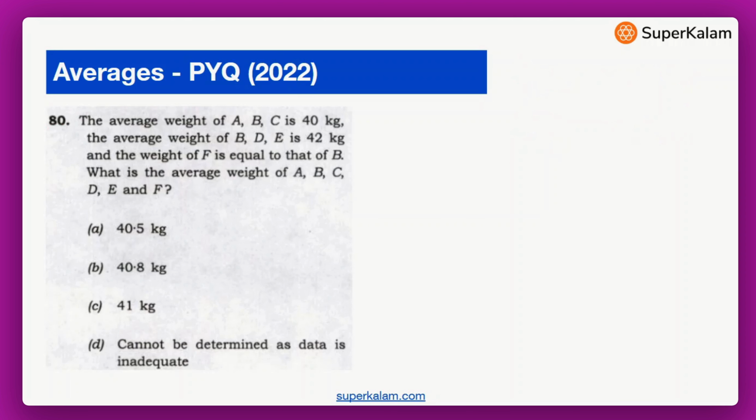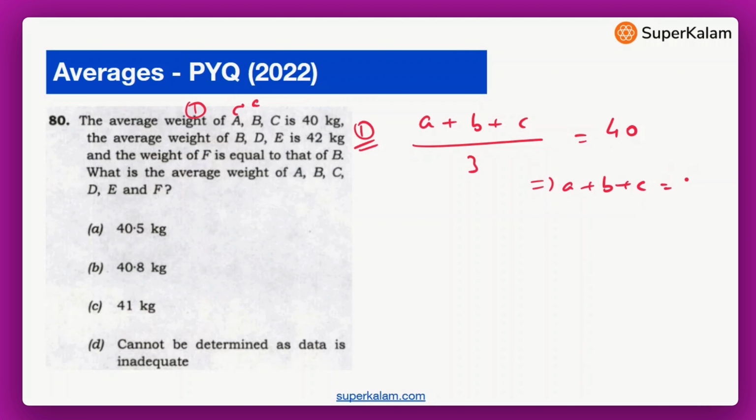What we are given is that the average weight of A, B and C is 40. Let's represent A by small a, B by small b and C by small c. So how will we write the average weight of A, B and C? We will write it like this: a plus b plus c divided by 3 because the count is 3. This is the first statement given to us. So a plus b plus c by 3 is equal to 40, correct? With this, we can say that a plus b plus c is equal to 120, because if we take 3 here, 40 into 3 will become 120. So a plus b plus c is 120.